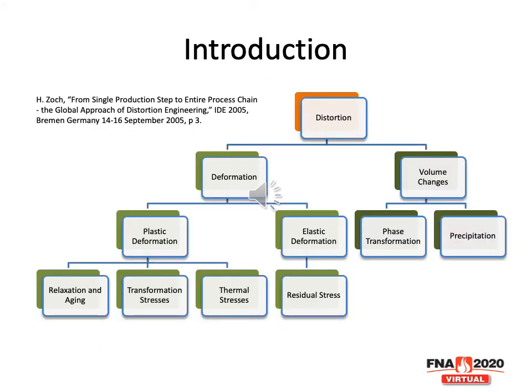Distortion is a major issue in heat treating. A previous study in Germany in 2005 indicated that the cost of distortion in Germany alone was in excess of €1 billion. Distortion can take many forms. It can be from volume changes, such as from phase transformation, like the coupled phase transformation of martensite, or from precipitation reactions occurring. It can also be elastic plastic deformation from transformational stresses, thermal stresses, or elastic stresses from just residual stresses.